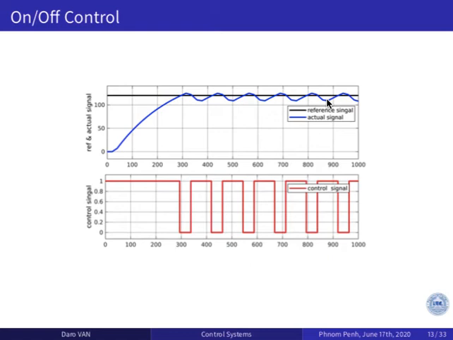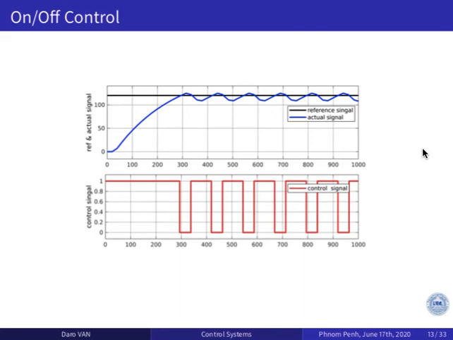For some applications, this kind of behavior is acceptable, especially if the magnitude is very low, around the desired value, around the reference. Consider the heater in your house, for example. It might be okay to have the temperature just around here.